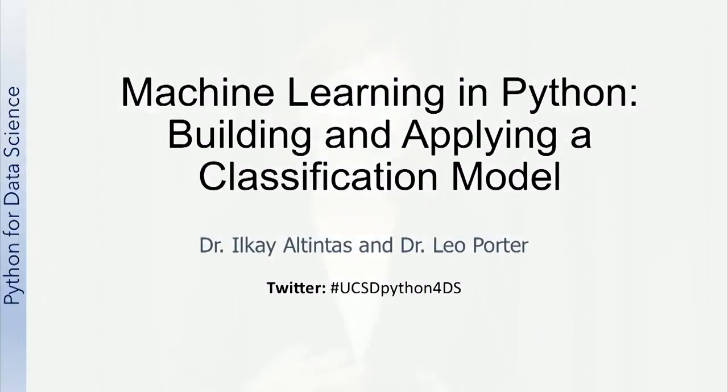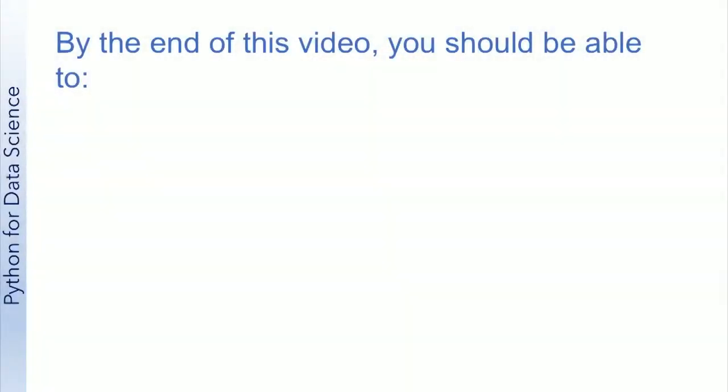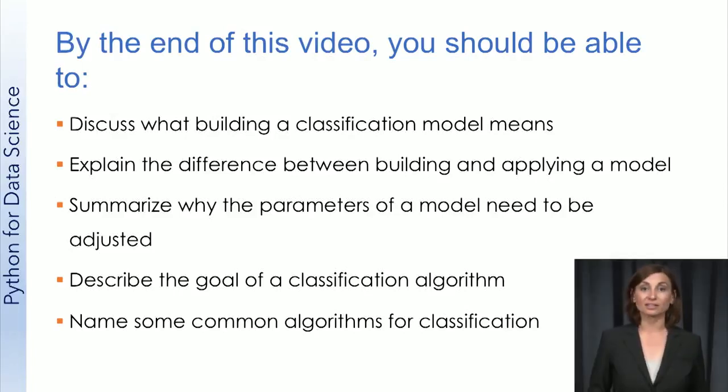Now that we learned what classification means, let's talk about what it means to build a classification model and how building a model differs from applying a model. By the end of this video, you should be able to discuss what building a classification model means, explain the difference between building and applying a model, summarize why the parameters of a model need to be adjusted, describe the goal of a classification algorithm, and name some common algorithms for classification.